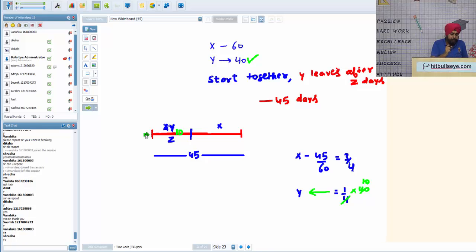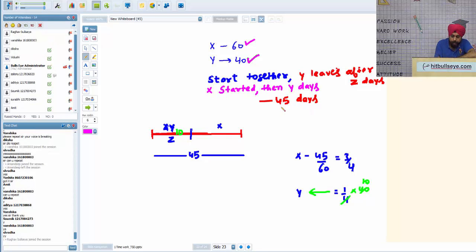Right, students? Now let me change the question a little to tell you the effectiveness of the approach. Just listen to me. Say, had the question been X does the work in 60 days, Y does it in 40 days, then X started, then Y joins after some days, so that the work is finished in 45 days. I have not changed any figure, just the basic formation of the question. I think you all are listening.